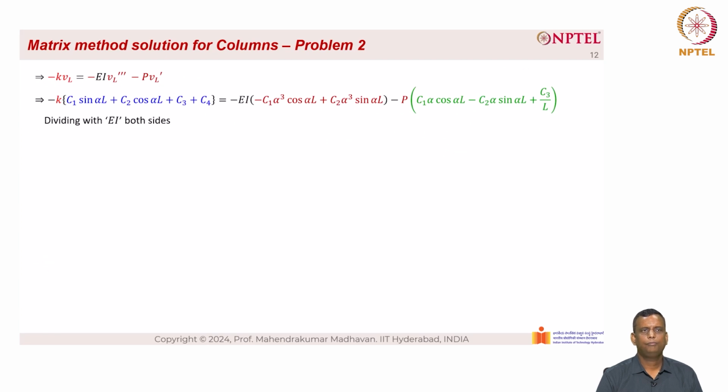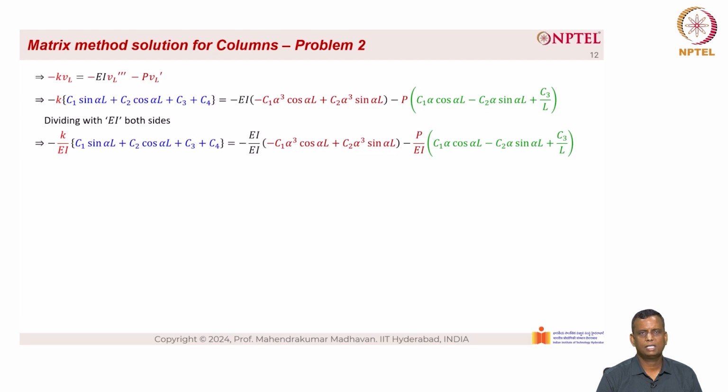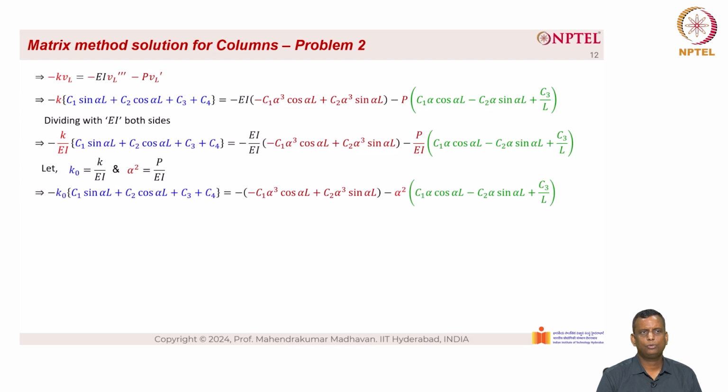Now we divide both sides of the equation by EI. We get minus k by EI into the same equation is equal to minus EI by EI, the same equation, minus P by EI, and whatever equation is there in the bracket, the green color equations. So let's also term k naught equal to k by EI and alpha square equal to P by EI. So we get minus k naught into C1 sin alpha L plus C2 cos alpha L plus C3 plus C4 on the left hand side is equal to minus of minus C1 alpha cube cos alpha L plus C2 alpha cube sin alpha L minus alpha square into C1 alpha cos alpha L minus C2 alpha sin alpha L plus C3 by L.